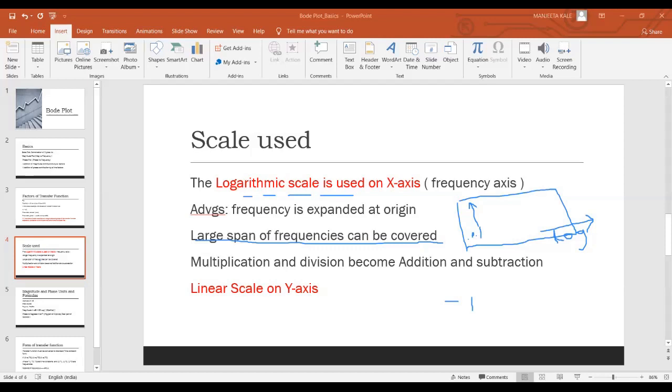Logarithmic scale is on x-axis, which is frequency. Linear scale on y-axis, which is magnitude or phase, depending on whether we are using magnitude plot or phase plot.